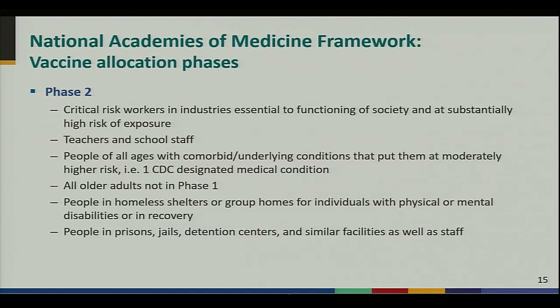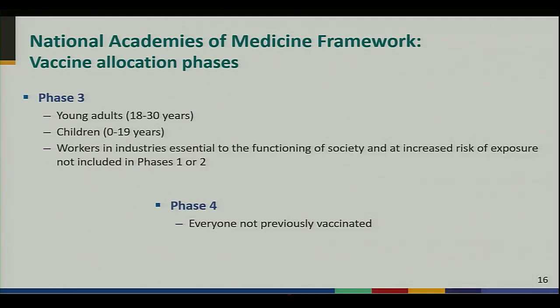Phase 2 includes critical workers at substantial risk of exposures, teachers and school staff, people with any underlying condition, all older adults, people in homeless shelters or group homes, and people in prisons, jails, or detention centers. Next slide. Phase 3 includes young adults, children, and the remainder of essential workers, with Phase 4 as everyone not previously vaccinated. Next slide.